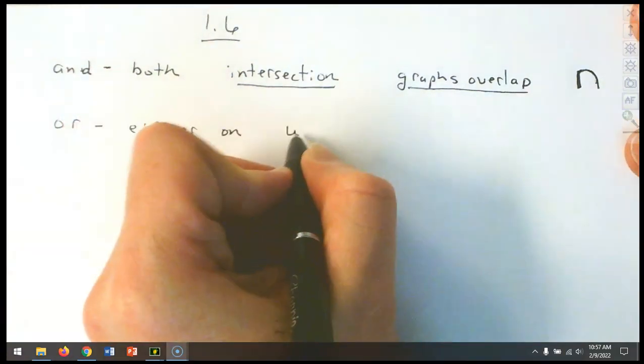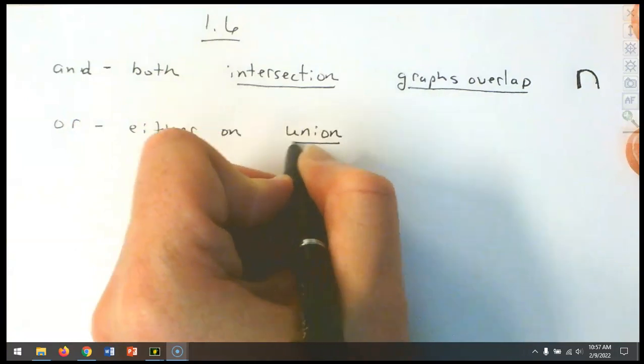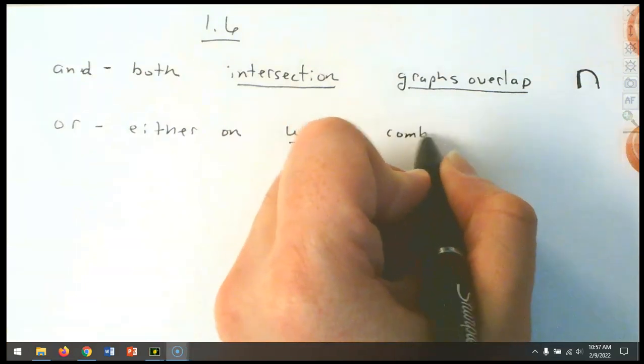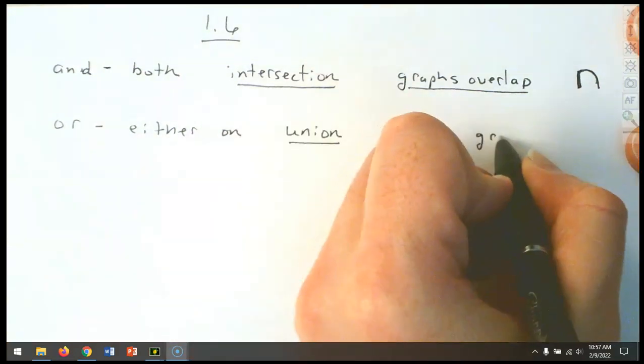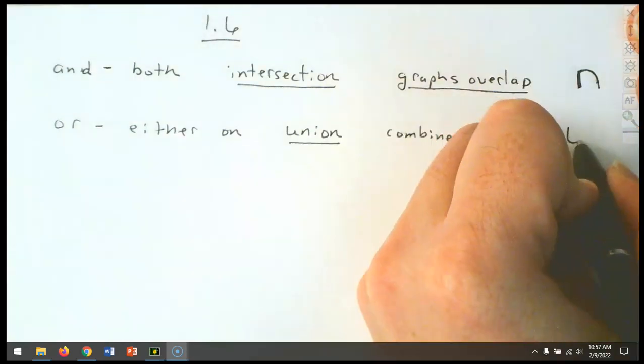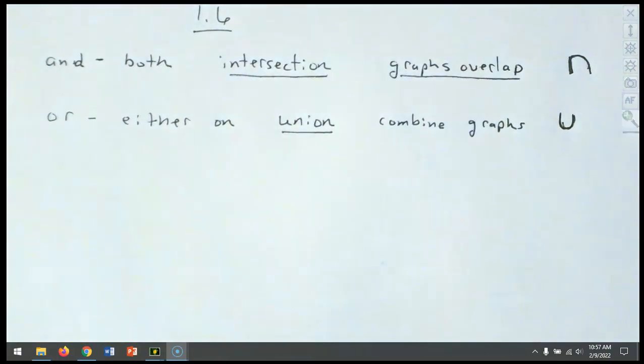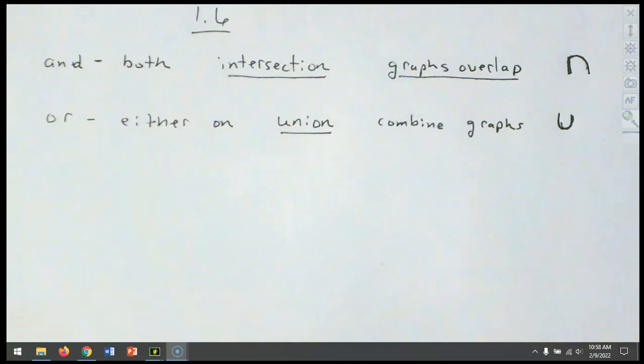And that's called a union. And what we're going to look at for the graphs is we're going to combine the graphs. And we're going to represent that with a U for union. So we've got and we've got an or. We don't really use the intersection symbol much. We do use the union symbol quite a bit. The U means we combine them together. We're going to graph a couple of these, and we're going to look at the 4 different outcomes that can happen.